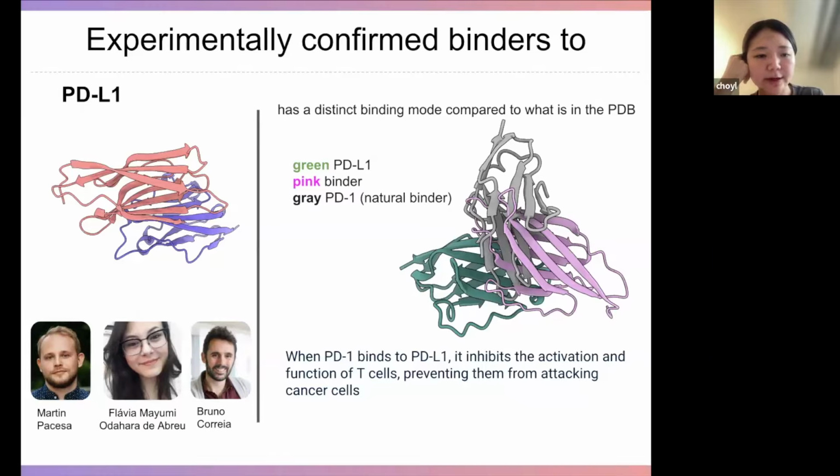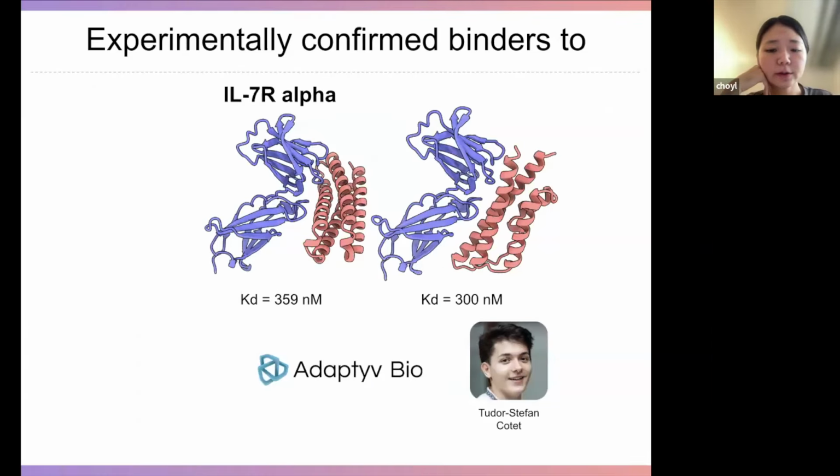KD range. Also, Adaptyv Bio offered to experimentally validate some designs. So we also designed some binders toward the IL-7R alpha protein, and we got two hits from our 10 submitted sequences. They're also in the 300 nanomolar KD range. So now we are focusing more on small molecule binder designs and DNA and RNA binder designs in the wet lab.